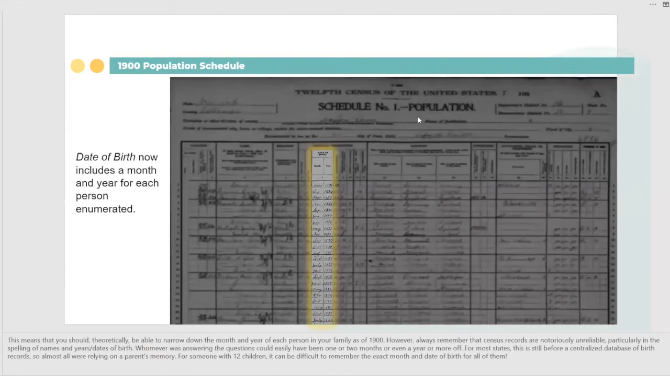Date and month. A date of birth now includes a month and year for each person enumerated. Again, this should theoretically help you really narrow things down. But once again, you're relying on memory. This still is actually pretty close to previous to birth certificates for most places.